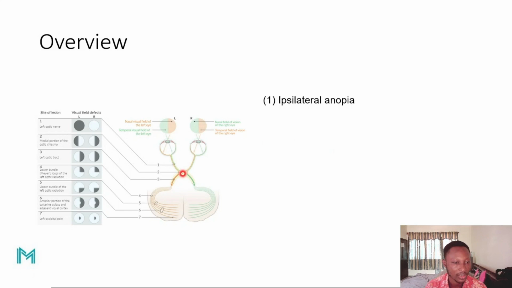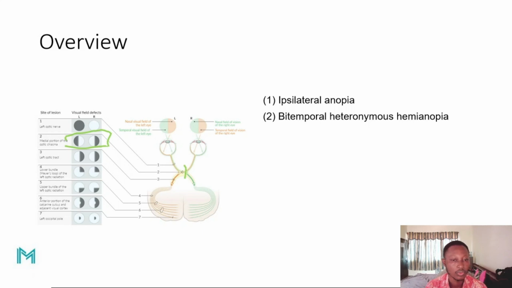Now, lesions occurring at the optic chiasm will typically result in what we call a bitemporal heteronymous hemianopsia. And this is how the visual field defect will look. So that is a lesion arising somewhere here. So this is how the visual field defect will look.